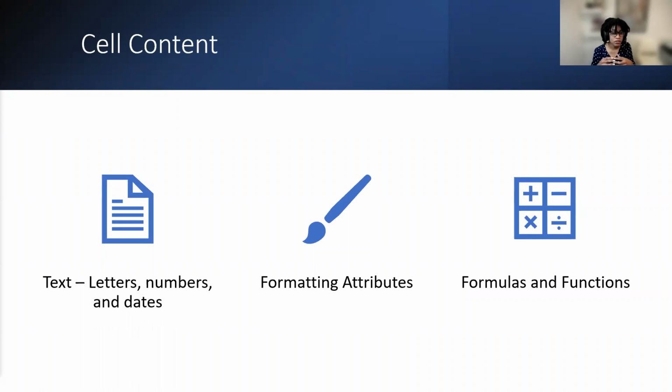You can change a cell's text or background color, or you can do something called conditional formatting, where if a number is over or under a certain threshold, for example, it'll turn red if it's over that threshold or green if it's below it. And then cells can also contain formulas and functions that calculate cell values based on other cells in the spreadsheet. We'll talk a lot more about that when we go over formulas.